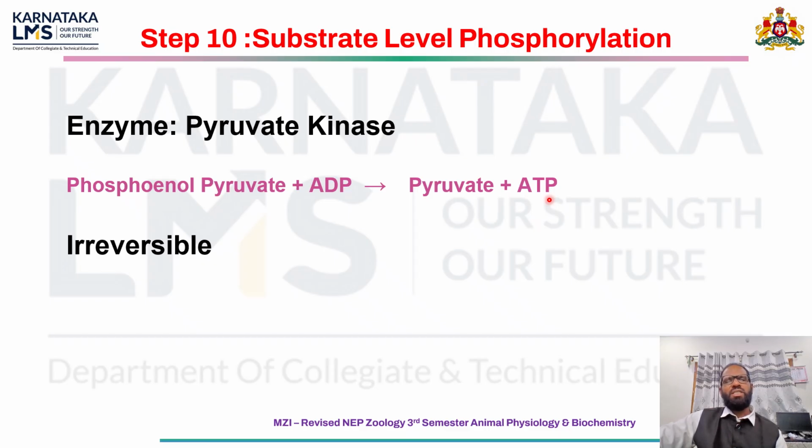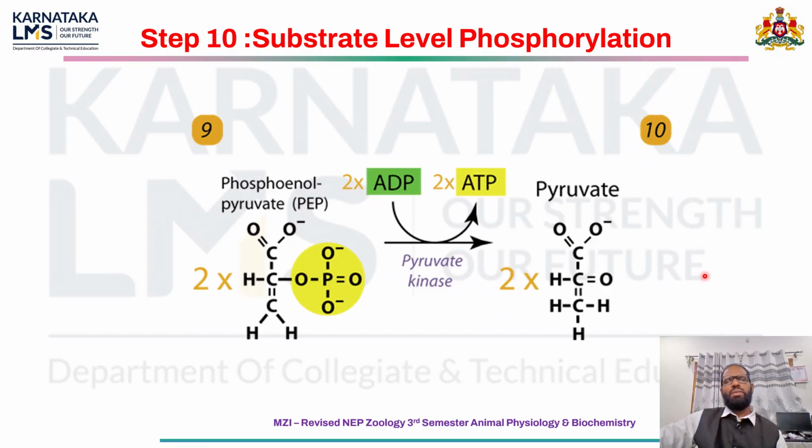This reaction is catalyzed by an enzyme called pyruvate kinase. This enzyme is responsible for the conversion of phosphoenol pyruvate into pyruvate, and during this process ADP will be converted to ATP, and this is an irreversible reaction. This is exactly how the reaction will take place. This is the phosphoenol pyruvate. Now this phosphate group will be transferred to the ADP. The ADP will get converted to ATP, and this reaction is catalyzed by the enzyme pyruvate kinase. In this way, phosphoenol pyruvate will be converted to pyruvate.